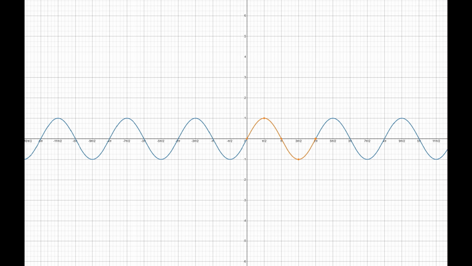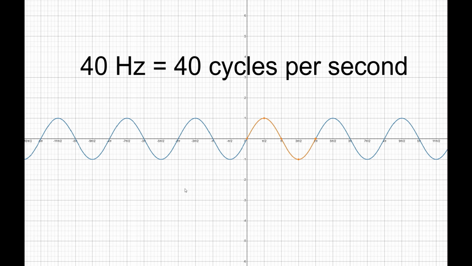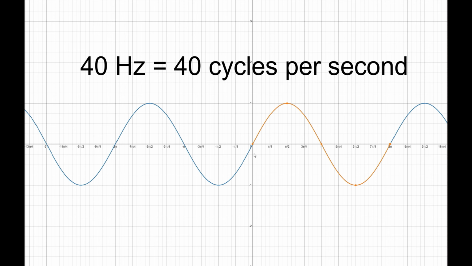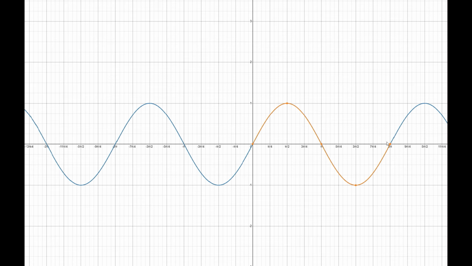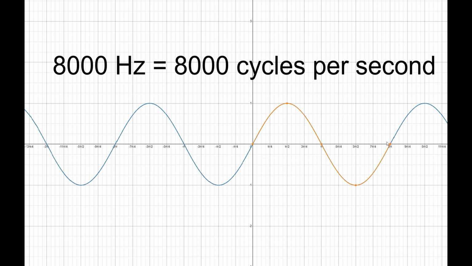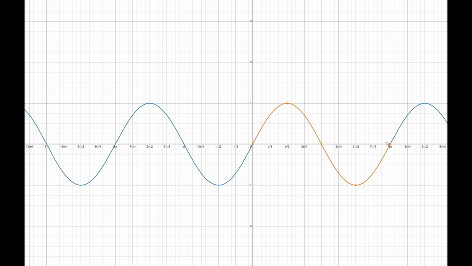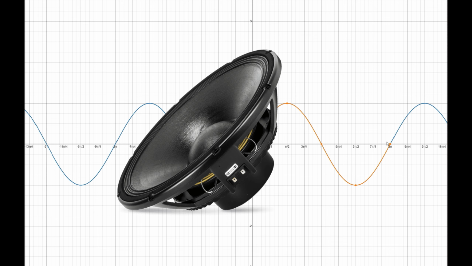So if you've got a subwoofer playing a 40 hertz tone, that means that the subwoofer is literally vibrating or going through this in and out oscillation 40 times a second. And if you think about it, if you've got a tweeter playing an 8,000 kilohertz tone, that means the tweeter is moving back and forth 8,000 times a second. And to me, that is just nuts.